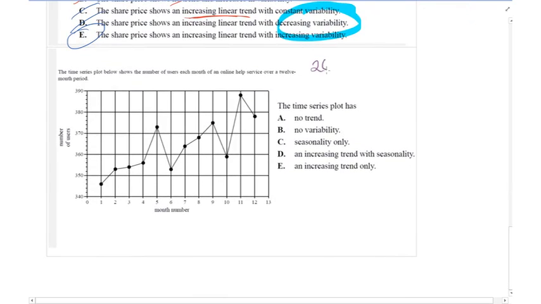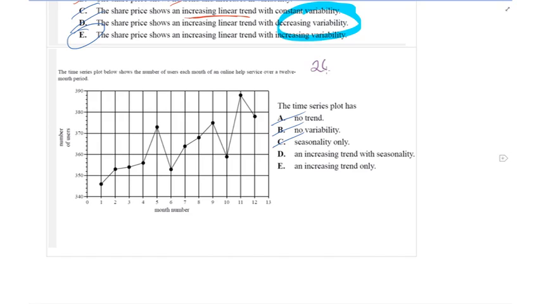This one here, this time series plot shows the number of users each month of an online help service. Again, it has a trend. It's a positive trend. We can get rid of that. There is variability, so we get rid of that. Seasonality only, we can get rid of that. We've just said there's a trend, so it can't be that either. So it really comes down to an increasing trend with seasonality, or an increasing trend only. Now, this is not asking is it cyclic or anything. It's just saying does it have a seasonality to it.